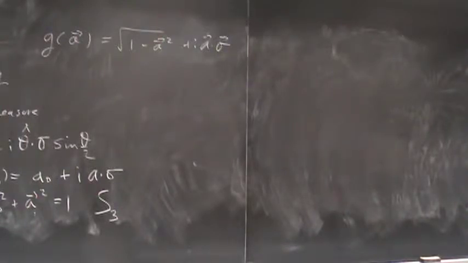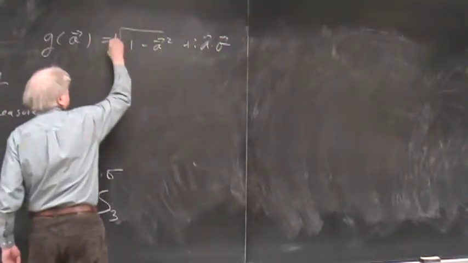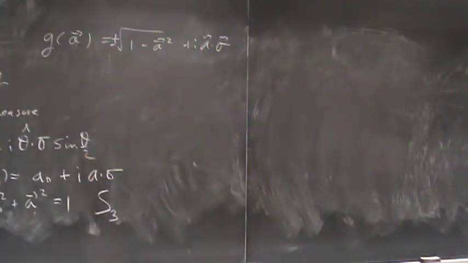Actually, now that I think about it, I would only get half the sphere, so I should write plus or minus there. In any event, the question is, how do we get a left invariant measure?